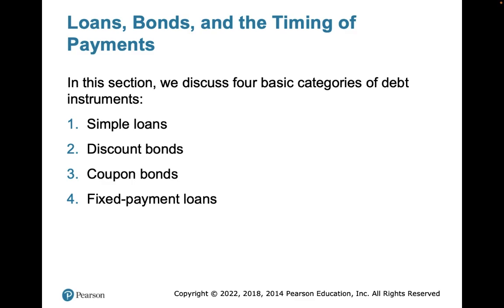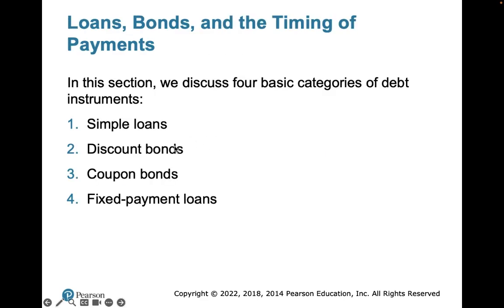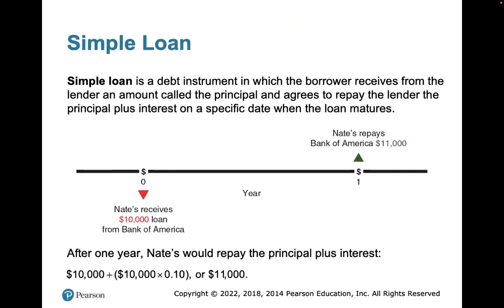So we have categories of debt instruments. We have simple loans, we have discount bonds, we have coupon bonds, we have fixed payment loans. We're going to try and look at all of the differences between these categories of debt instruments. A simple loan is a debt instrument in which the borrower receives from the lender an amount called the principal and agrees to repay the lender the principal plus interest on a specific date when the loan matures.